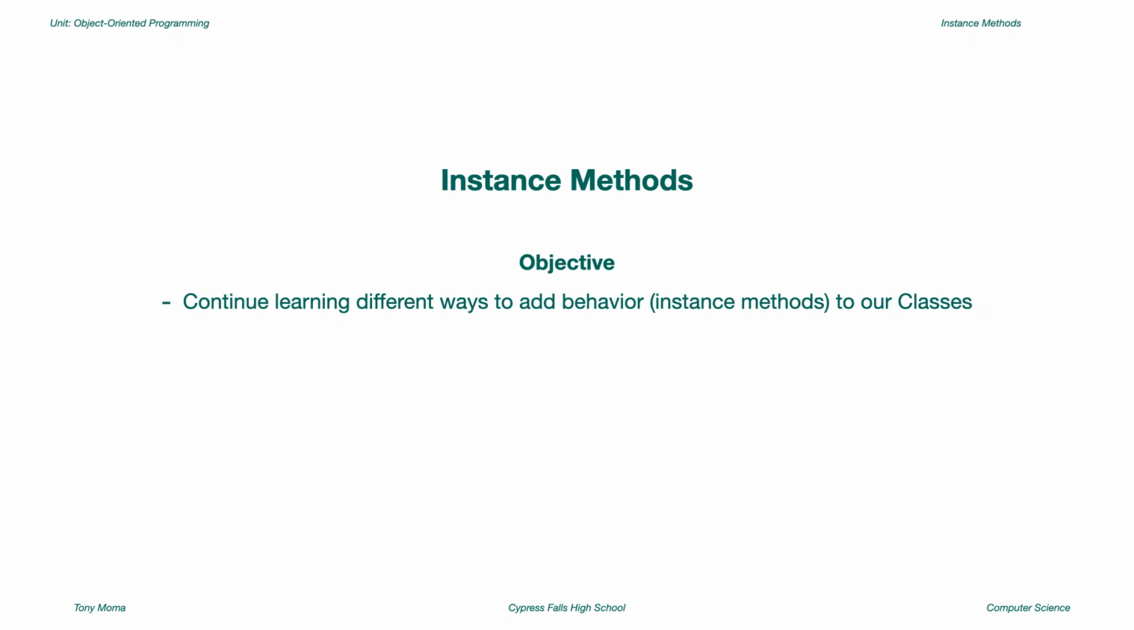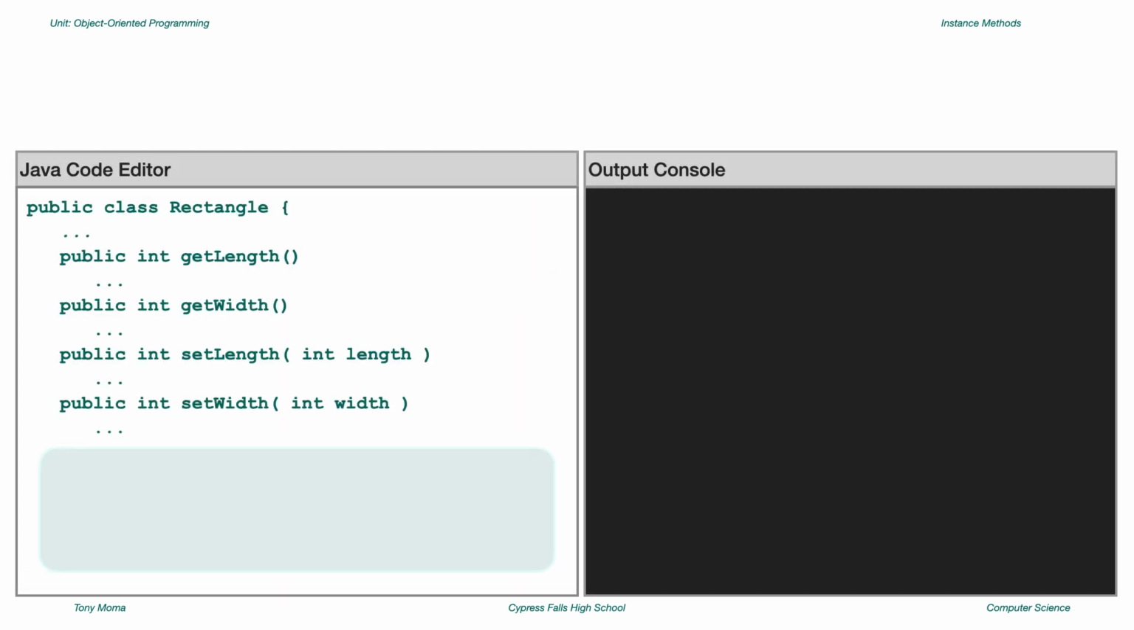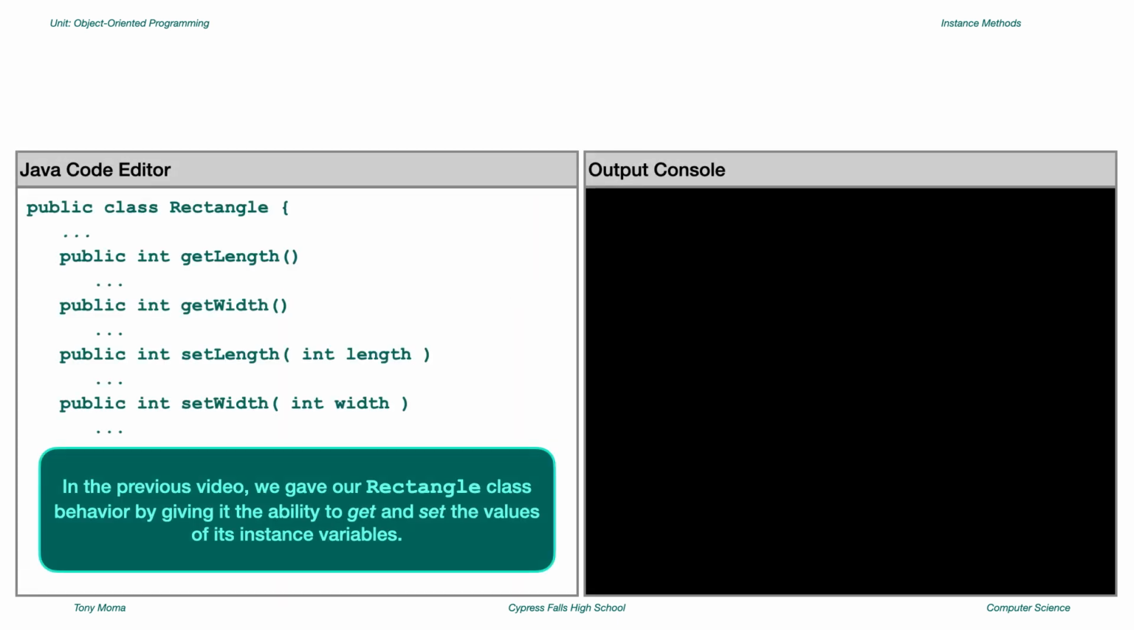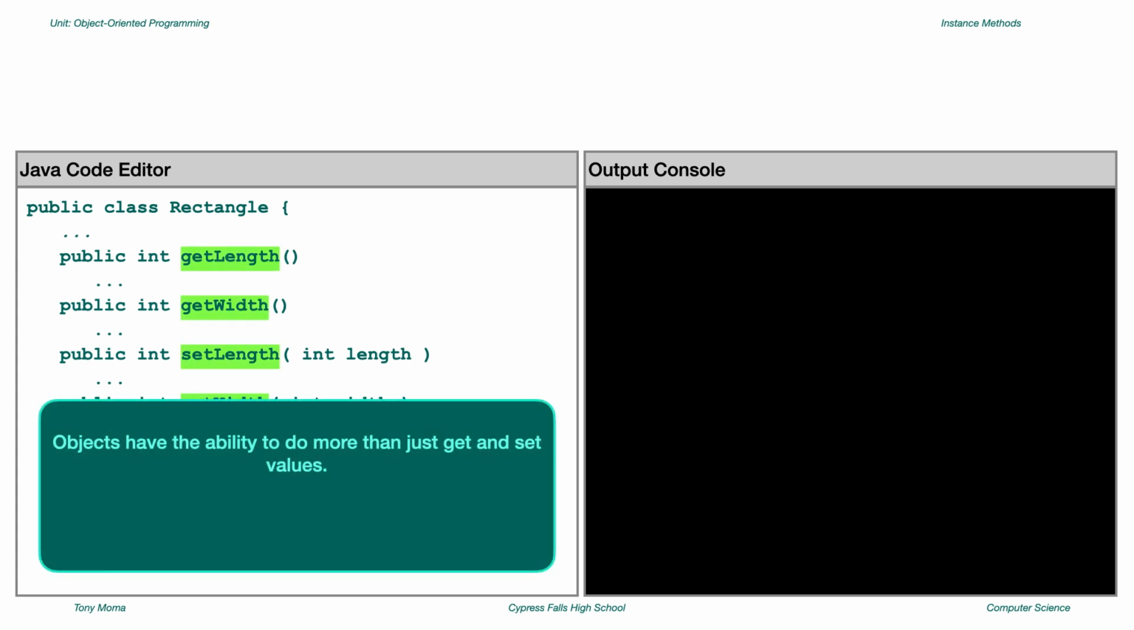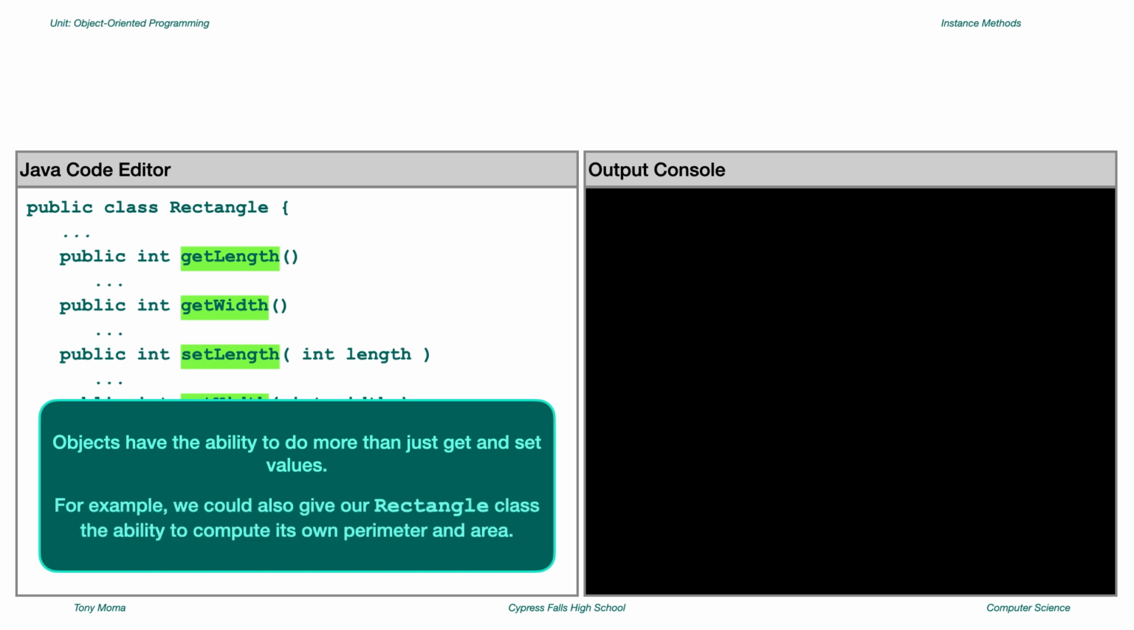Instance methods. In this video, we will continue learning different ways to add behavior to our classes. In the previous video, we gave our rectangle class behavior by giving it the ability to get and set the values of its instance variables. That being said, objects have the ability to do more than just get and set values. For example, we could also give our rectangle class the ability to compute its own perimeter and area. How would we do that?